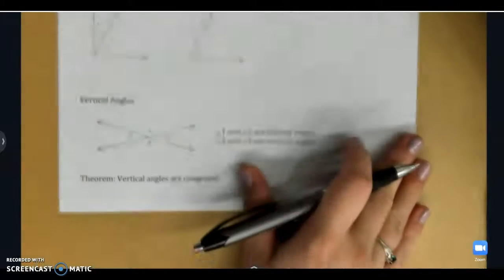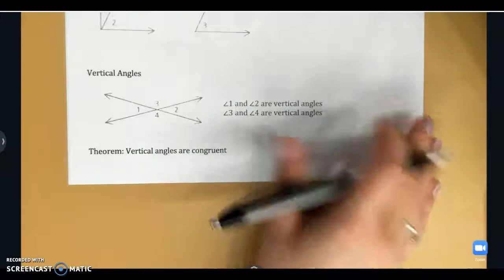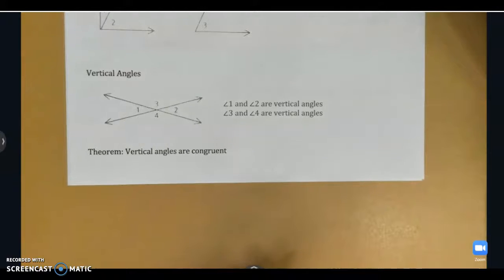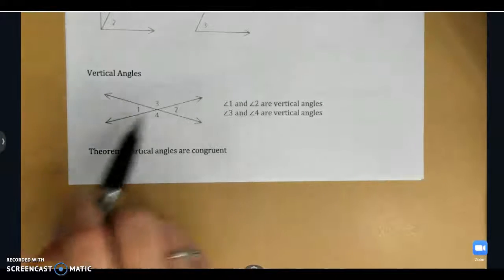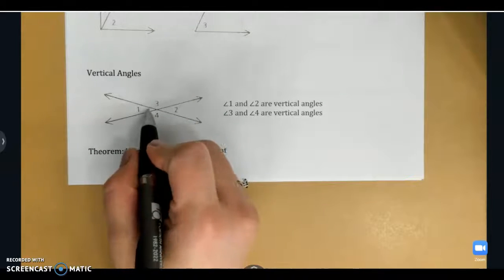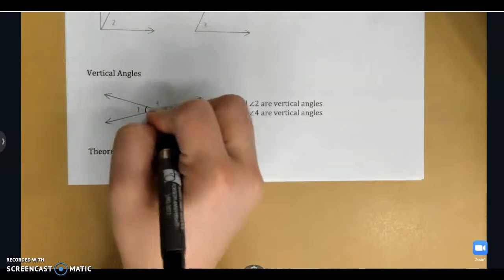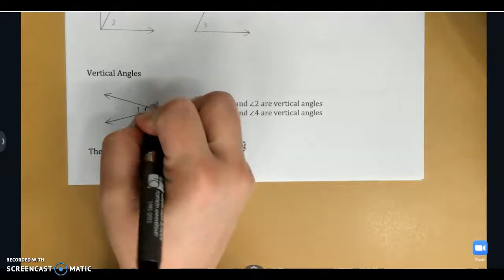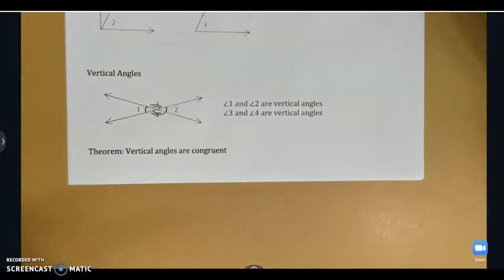And then one more theorem for today is that vertical angles are congruent. And vertical angles are one that when we have intersecting lines like this, they are opposite from each other. So angle 1 and angle 2 would be vertical angles, and angle 3 and angle 4 would be vertical angles. And therefore they are congruent to each other. So now that we've introduced those couple new theorems and definitions, let's practice them with a proof.